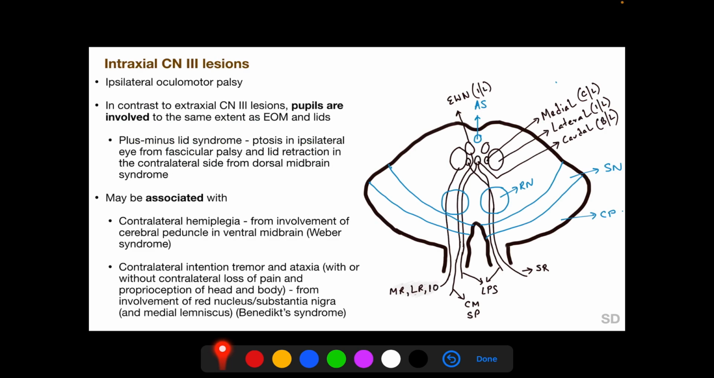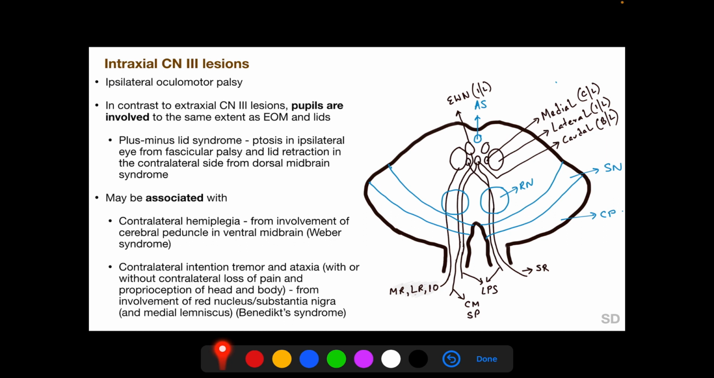A lesion of the intraaxial portion of cranial nerve 3 results in an ipsilateral ocular motor palsy in which the ipsilateral levator palpebrae superioris and the ipsilateral superior rectus muscles are involved, in contrast to a nuclear lesion of cranial nerve 3. A lesion of the extraaxial portion of the cranial nerve 3 in the subarachnoid space may not involve the pupil if it is an ischemic microvasculopathic lesion, but does involve the pupil if it is a compressive lesion. In contrast, in an intraaxial CN3 lesion, pupils are involved to the same extent as the muscles and the lids.